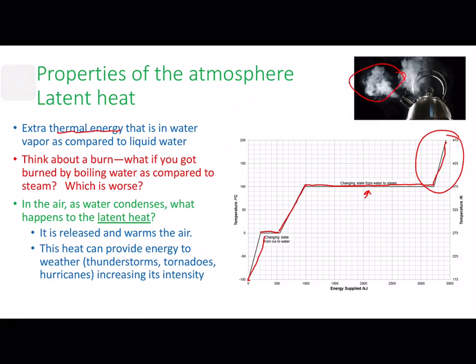So in air, water condenses, and what happens to all this extra energy? You can see there's more energy here than there is all the way down here. So when that water vapor condenses into water, it's got some extra energy in there. And so that extra energy is released and warms the air, and then that can provide energy to form clouds, and also to make storms worse, like thunderstorms, tornadoes, or hurricanes.